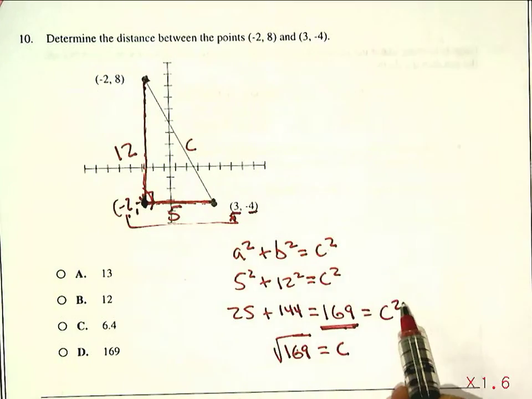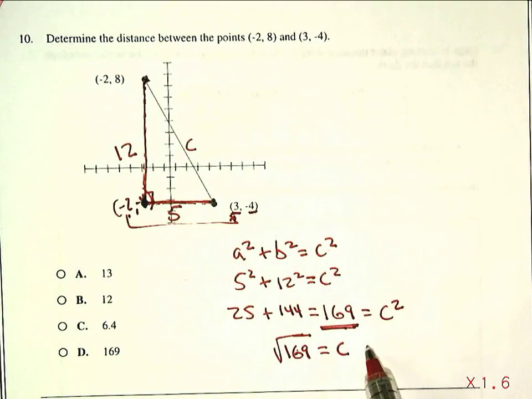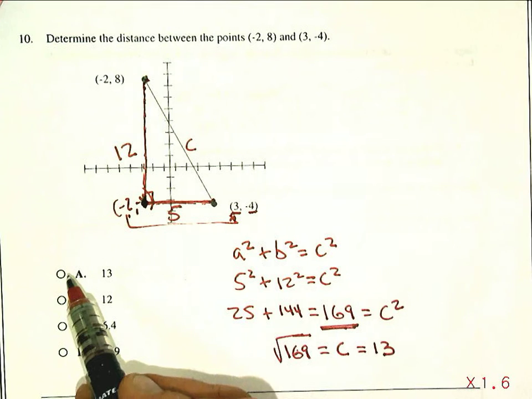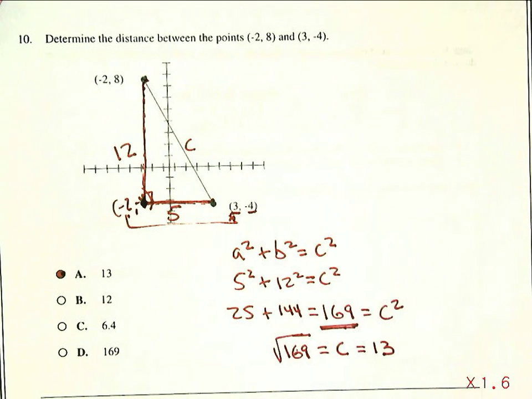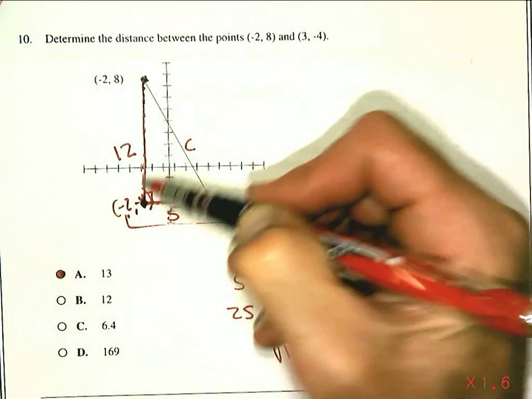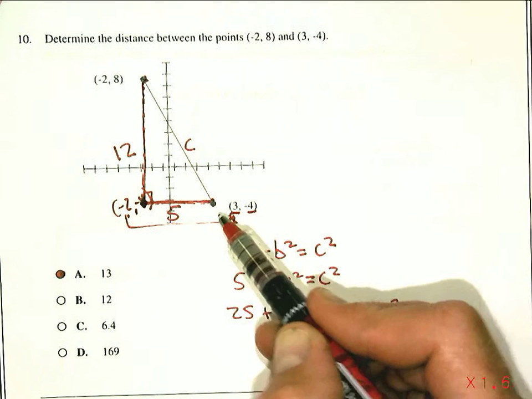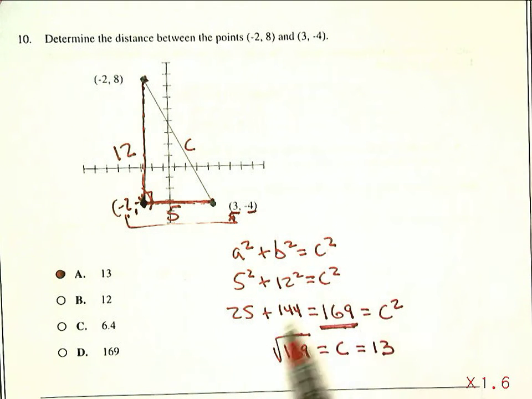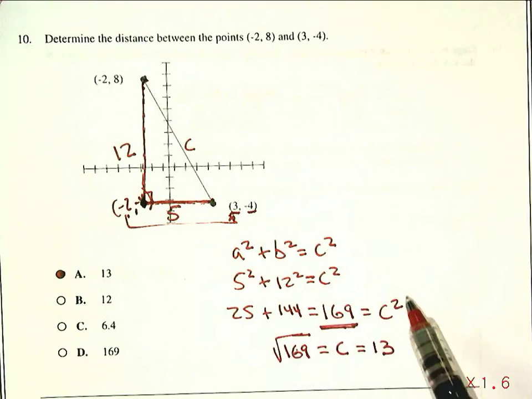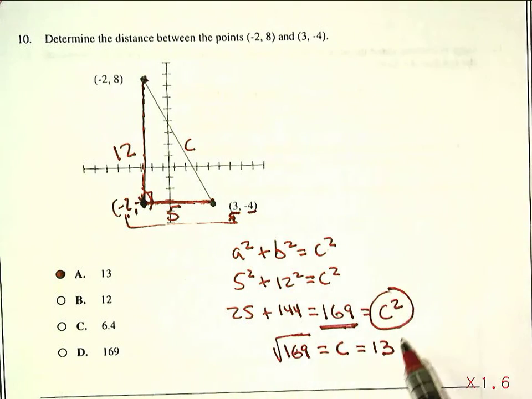The square root of C squared. And so the square root of 169 is actually 13. And so the correct answer for this one is A, or 13. Using the Pythagorean theorem, A squared plus B squared, 5 squared plus 12 squared, 25 plus 144 equals 169, which is C squared. And so we need to take the square root of that.